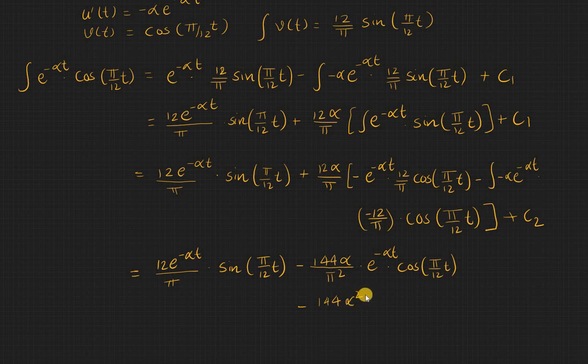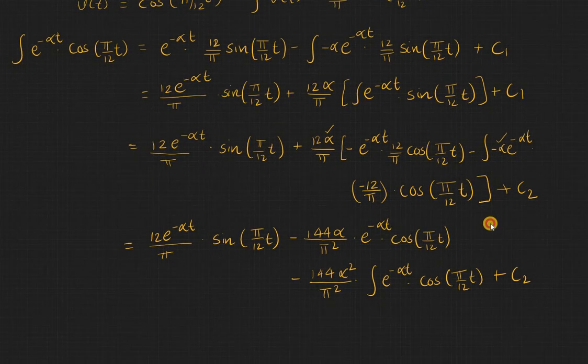Now we get alpha square, because we have one alpha here and one alpha here, so it will be alpha square divided by pi square, and into the integration of e to the power minus alpha t cos of pi over 12 into t, plus c2.